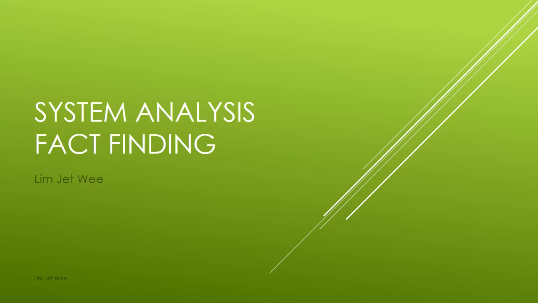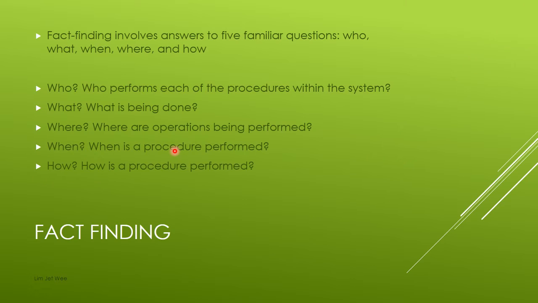A part of the system analysis is fact finding, and very often the system analyst will spend a lot of effort here. Basically, you will answer the very standard five questions: who, what, when, where, and how.